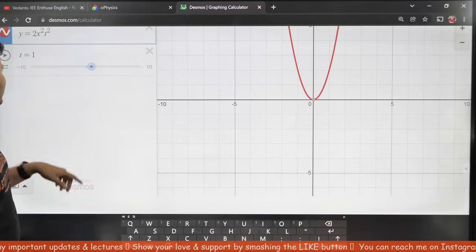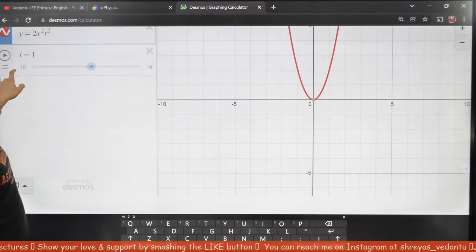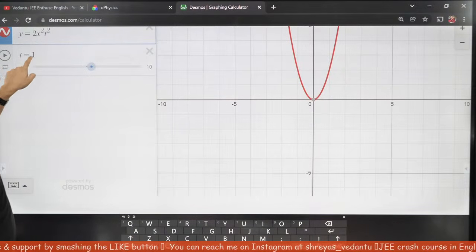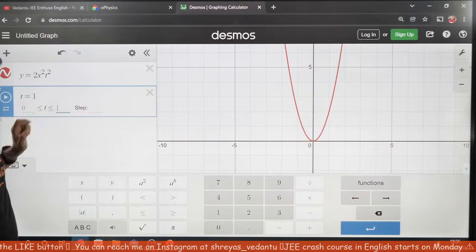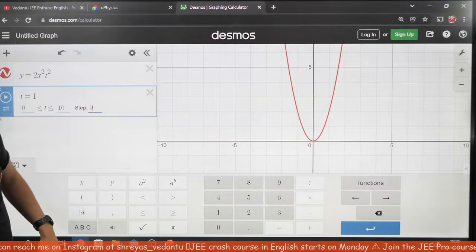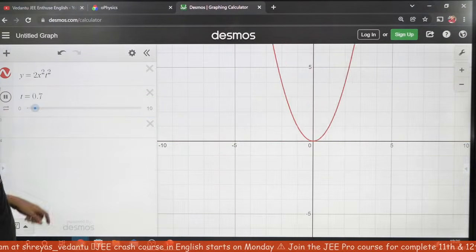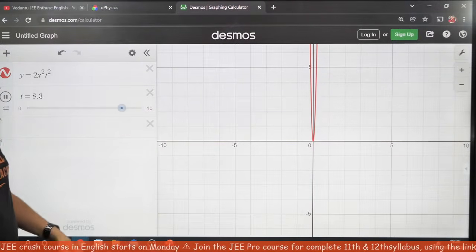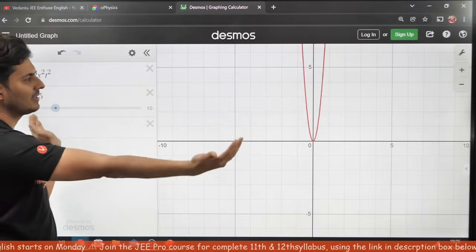Y is equal to 2x square t square, and I'm going to change the value of t from, let's say, 0 to 10 in increments of 0.1, and let's see what happens. This is how the graph works. Oh, look at the way the graph is changing. Observe this. The graph is expanding like that, and it is coming back like this.